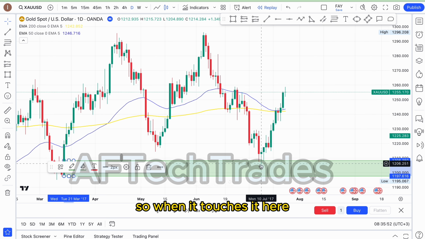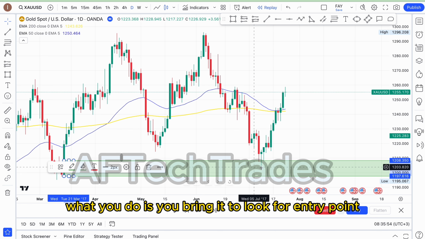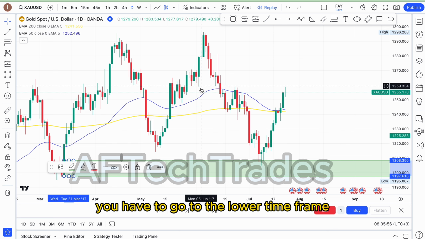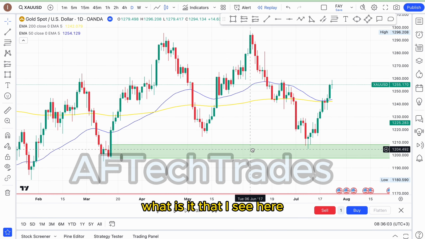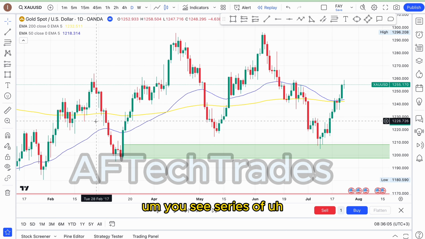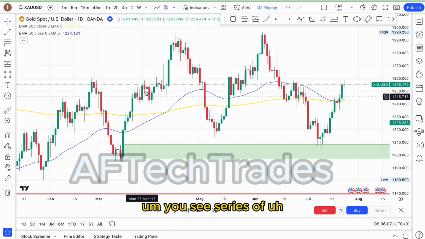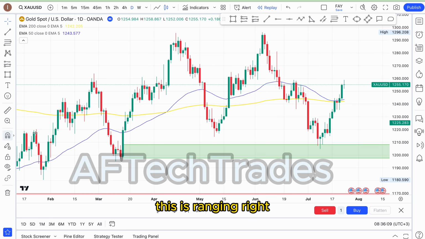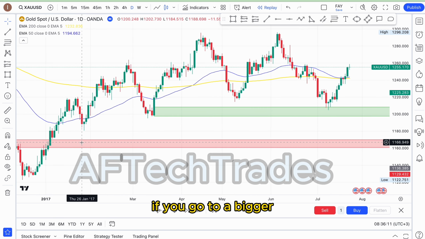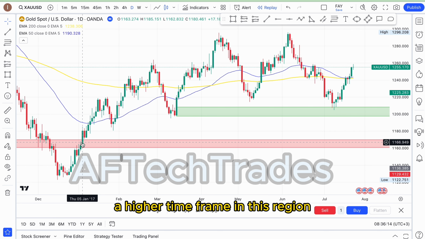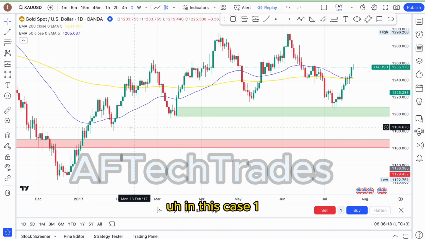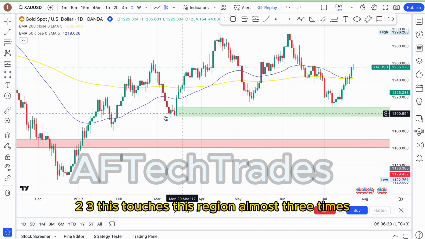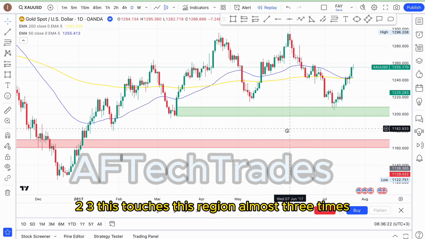So when it touches it here, you begin to look for an entry point. You have to go to the lower time frame, look for a buy opportunity, and when you spot that, you move. Again, what is it that I see here? You see a series of this is ranging, right? If you go to a higher time frame in this region, you will see a chart pattern that has formed. In this case, 1, 2, 3. This touches this region almost 3 times.